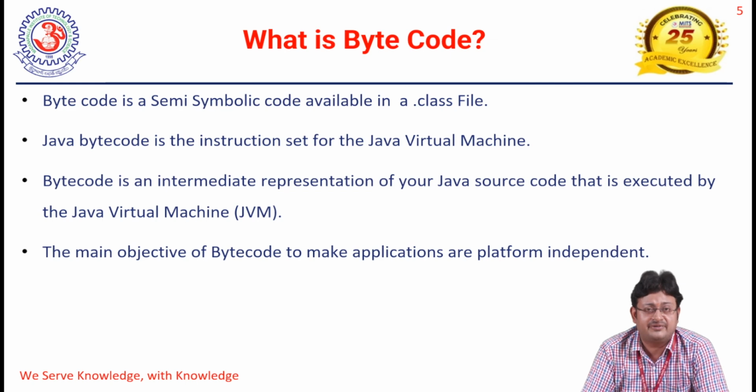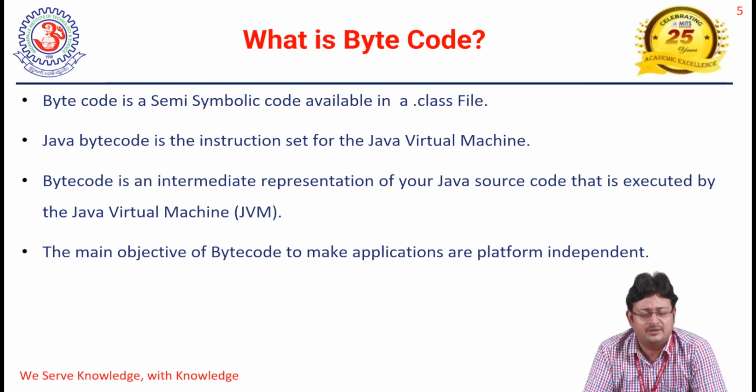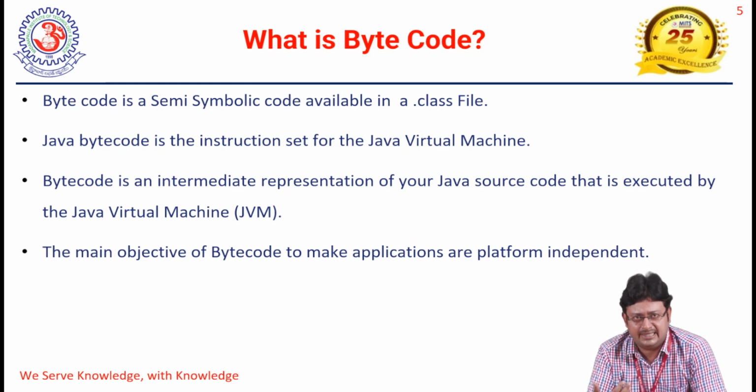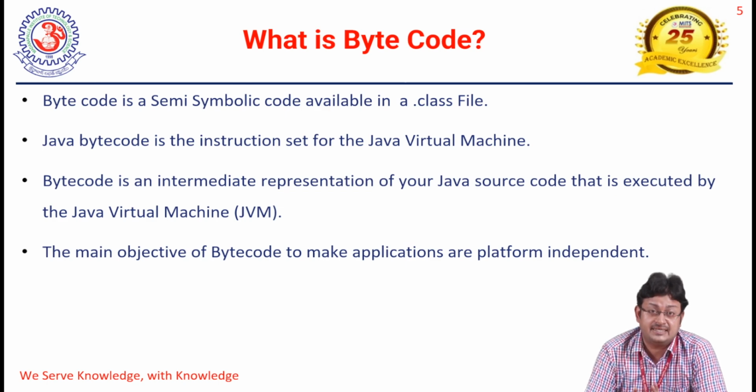We have different definitions for bytecode, so let's see them one by one. We can simply say that bytecode is a semi-symbolic code. Sir, what is the meaning of semi-symbolic code? Generally, any object level code or machine code would be in zeros and ones, once you compile with C or C++. But here, semi-symbolic code is the combination of source code along with some literals and symbols. So bytecode is like a semi-symbolic code.